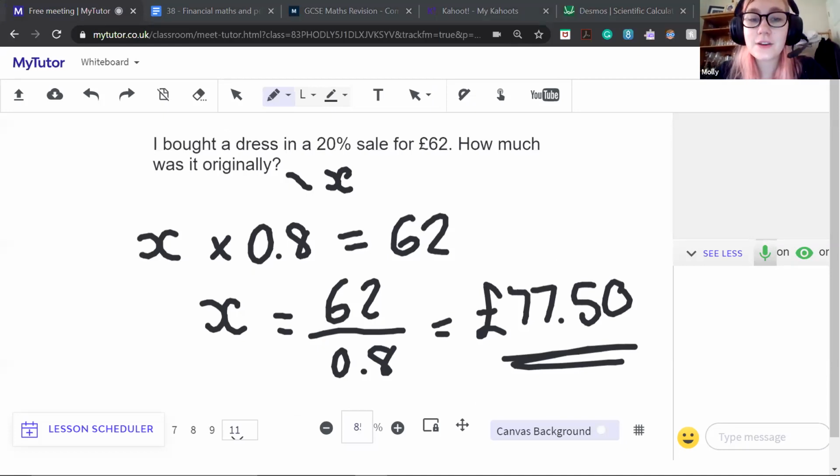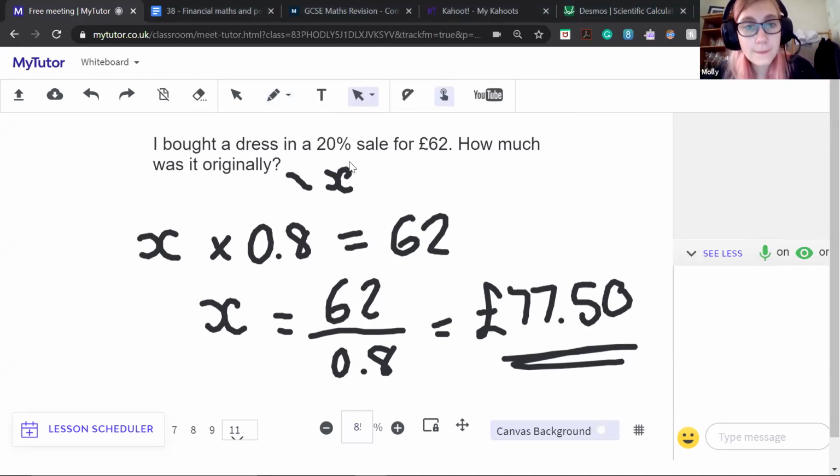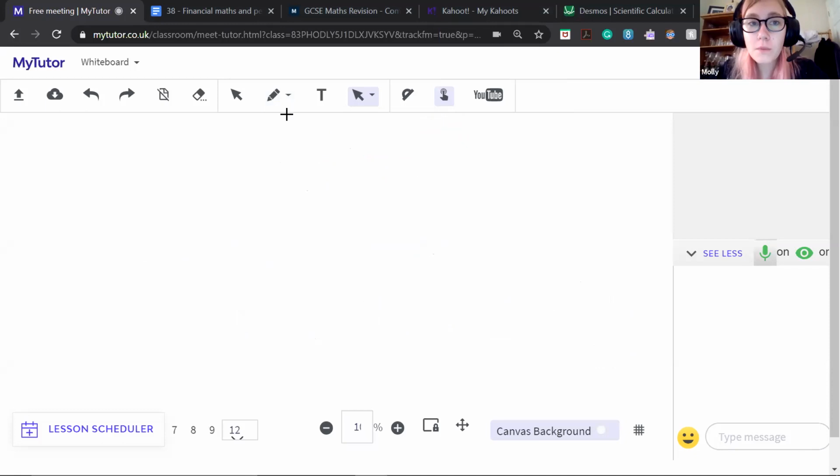Someone's pointed out, it doesn't tell us to decrease. How do you get 0.8? Really good questions. So a 20% sale means a 20% decrease. So what we're saying here is that the sale price of a dress is £62. How do we then get back to whatever the original price was? These are really challenging questions, so don't worry at all if you're not fully getting it. Let's have a go at one more and I'll try re-explaining it through this one.